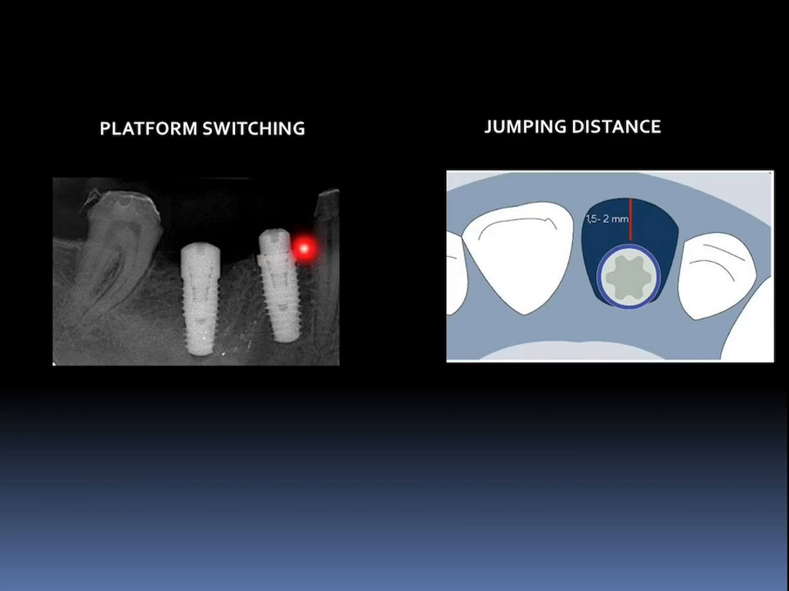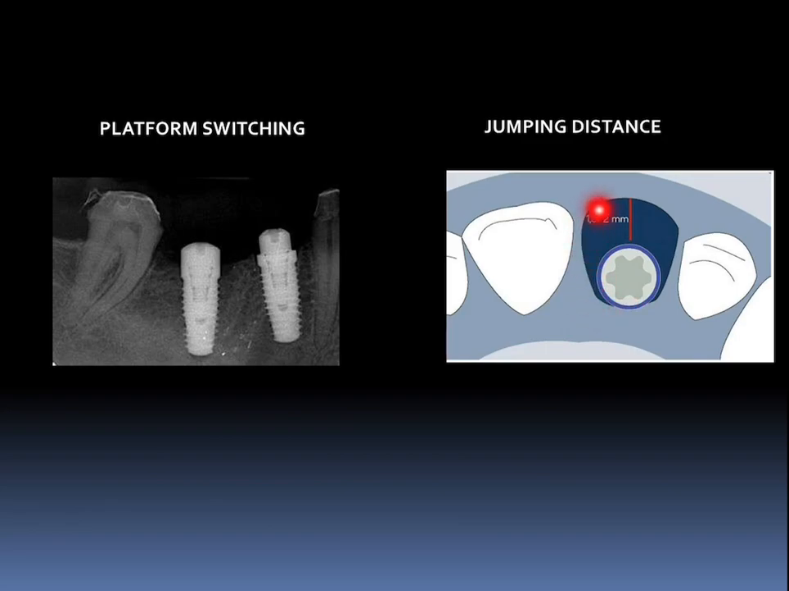So this was the principle which was then introduced, and this is called platform switching, where the abutment is smaller than the normal implant diameter that has been used. So the platform here has been switched. It is called platform switching, whereas normally if we use the same abutment as the implant, it is called platform matching.